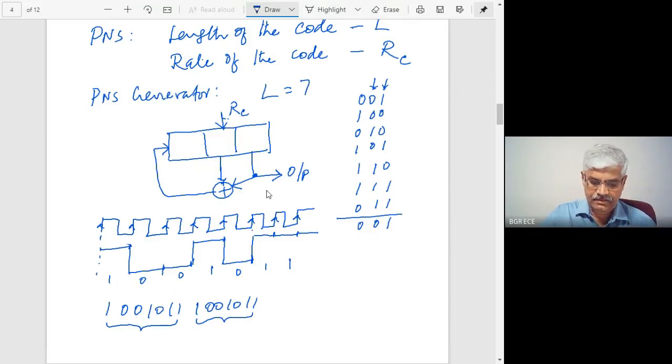So this is one sequence that we have generated using the shift register and the feedback combination. And this has resulted in an output of this type, which is going on repeating like this.